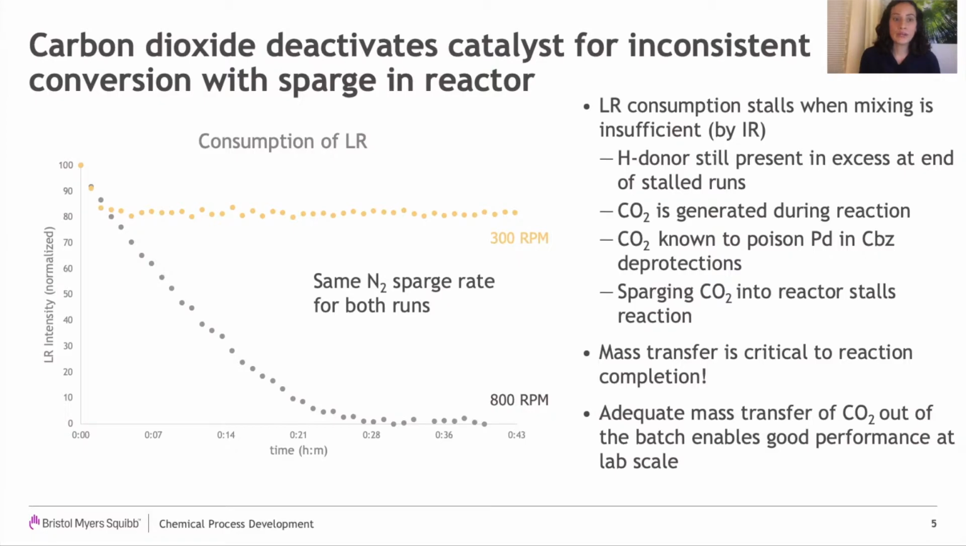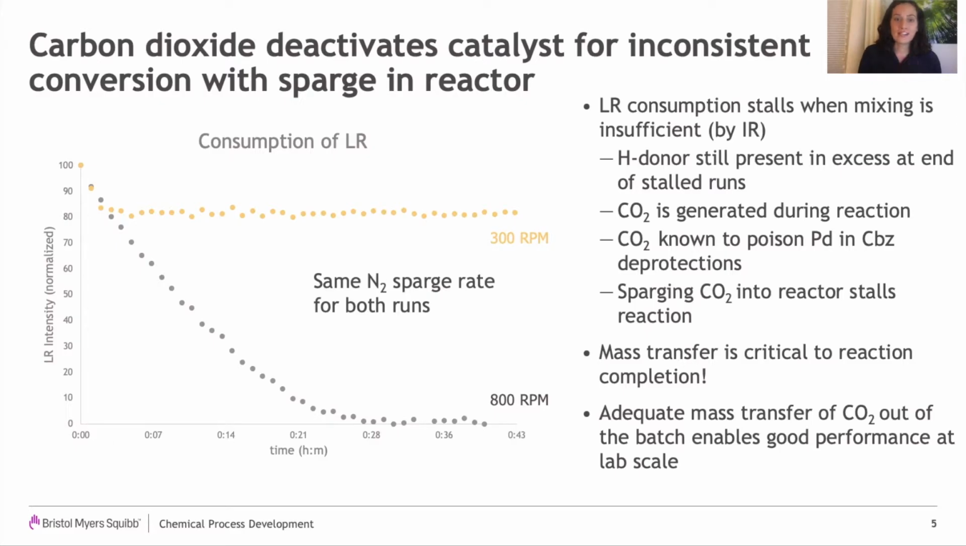But the 300 RPM case saw an initial reaction rate that we expected, and then in less than 5 minutes, it settled into 0th order kinetics that were essentially stalled. So the limiting reagent stalls when mixing is insufficient, clearly. The hydrogen donor is still present in excess at the end of the stalled runs, so we know it's not about the reagents available. And carbon dioxide is known to poison palladium in CBZ deprotections.